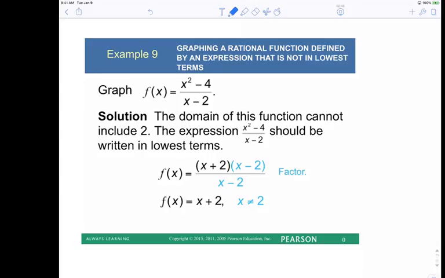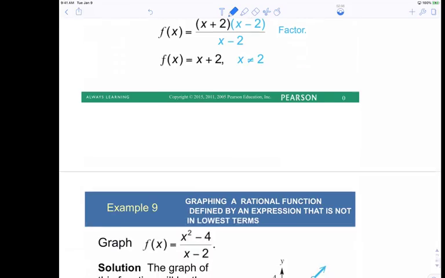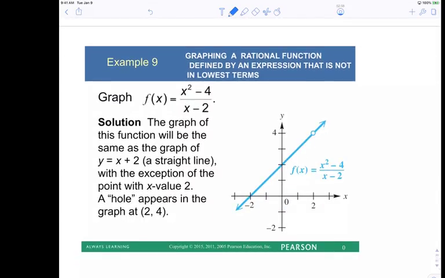When x is equal to 2, right? If we plug 2 into the top, we get 0. If we plug 2 into the bottom, we get 0. So that means when x is 2, there's going to be a hole or a gap in the graph. See it right there? Okay.